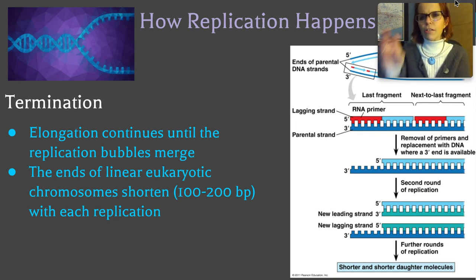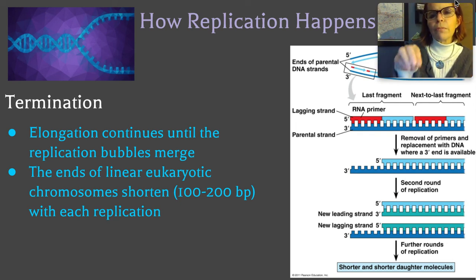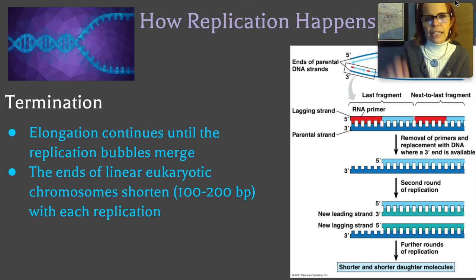And I'm not going to go into the details, but it has to do with the fact that there's a primer at the very end and then the DNA polymerase can't get on. So what ends up happening is the ends of the chromosomes get shorter by somewhere between 100 and 200 base pairs every single time the DNA is copied. So that's every time the cells divide. So they're getting a little bit shorter.